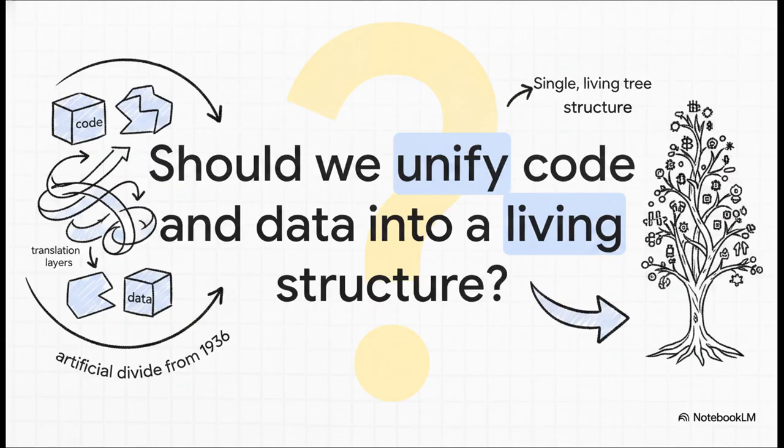Does the future of computing really lie in constantly patching together more complex translation layers just to bridge an artificial divide we inherited from 1936? Or does it lie in mathematically unifying the code and the data into a single living tree structure? It's a massive architectural shift to consider.